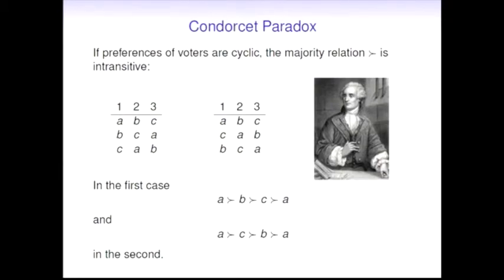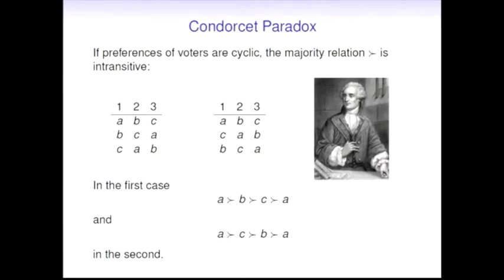So I will be talking about Condorcet domains. First, what's the Condorcet paradox? Everybody knows what an important figure in the French Revolution Condorcet was, and how important he was as a scientist. He was the first to apply probability theory to social choice. Well, he noticed that sometimes the majority relation can be intransitive.